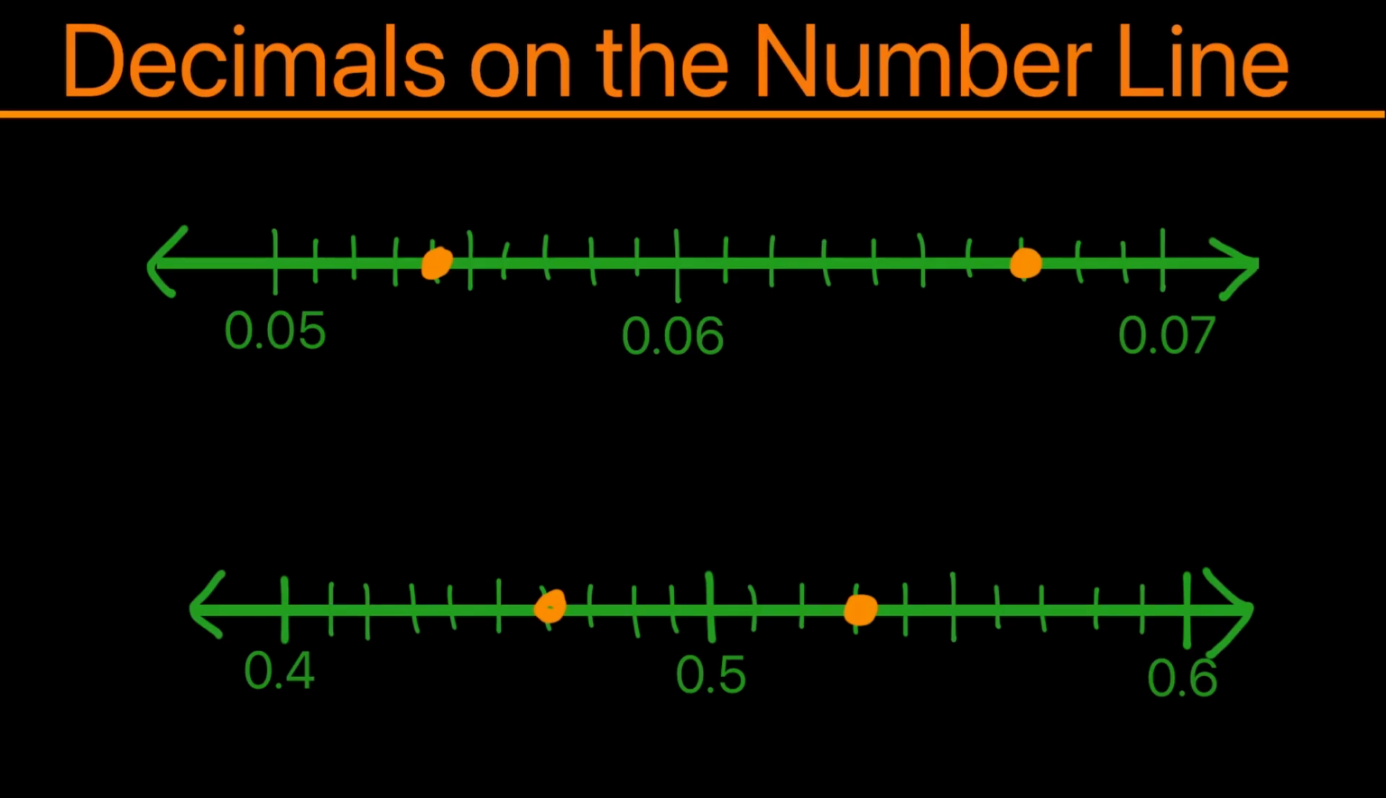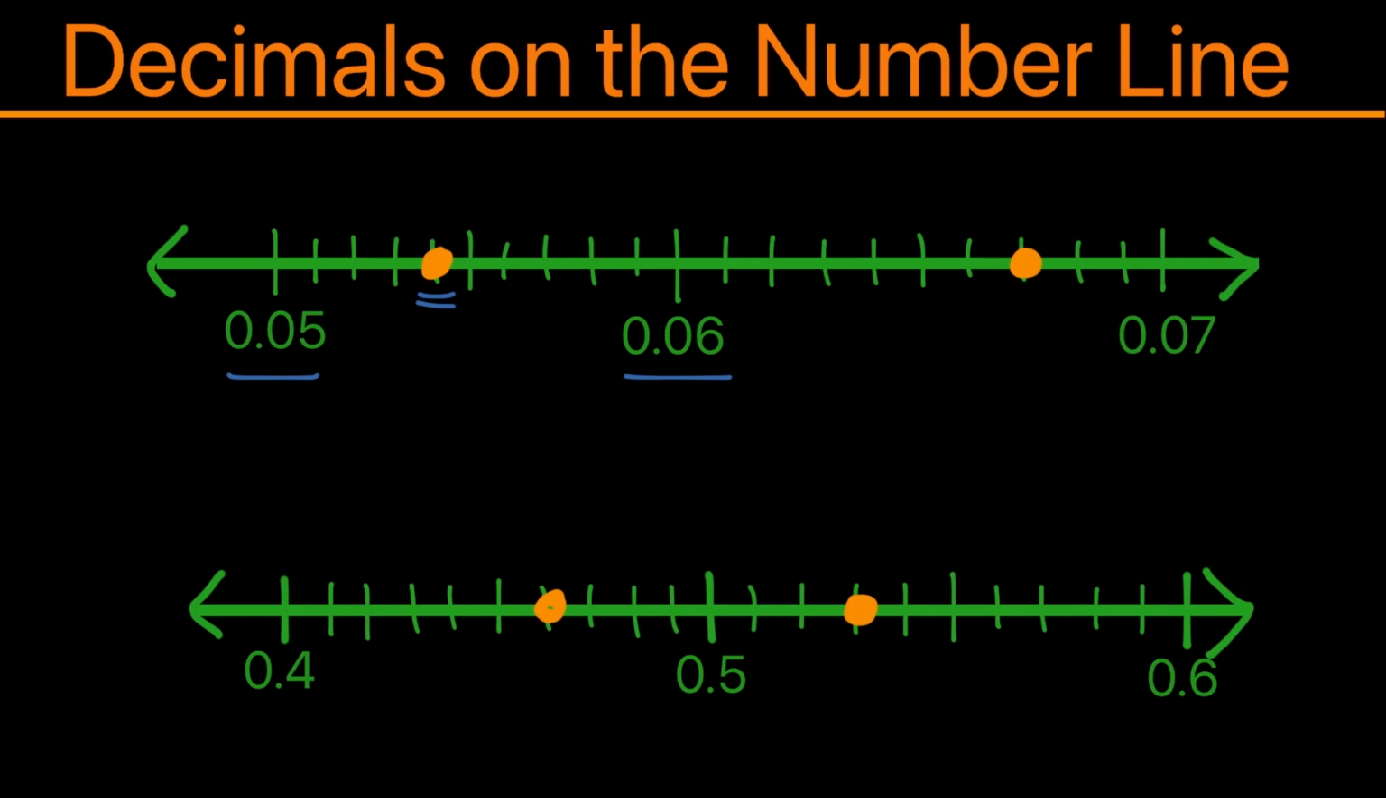In this video, I'll be going over decimals on the number line. There are two number lines below with 4 points, and what we want to know is the value of each point. For the first example here, we see that it's between 0.05 and 0.06, and there are exactly 10 equal parts between them.